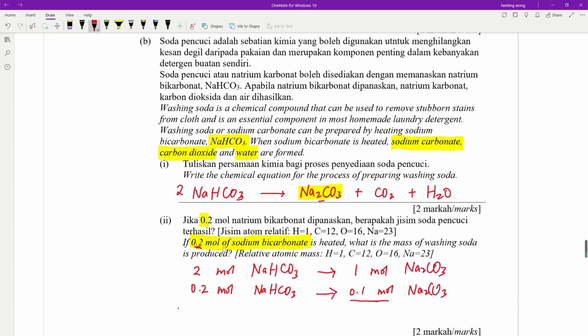Now you can find the mass. The mole is 0.1 times the molar mass. For the molar mass of sodium carbonate, you can total up: sodium 23, carbon 12, oxygen 16. We total up the molar mass of sodium carbonate is 106. So you will get 10.6 gram. Unit must be stated correctly.